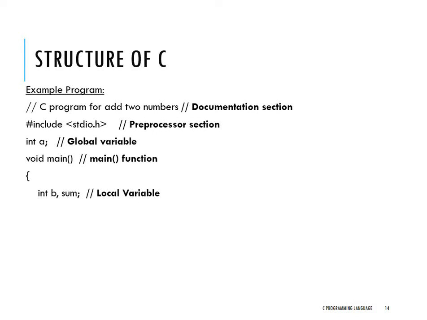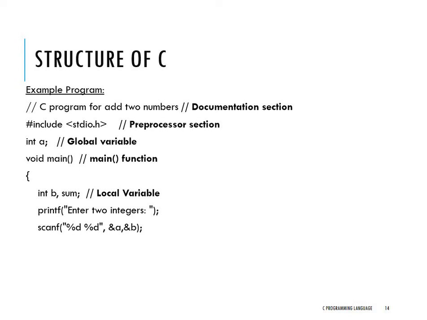I have declared two more variables inside the main function, B and sum. These variables we call local variables. And then I am getting the input from the user, so I have used the output function printf. Inside the printf I have given "enter two integers", so this will be displayed to the user. The user will enter some inputs, and we get them using scanf. Scanf is used to get the input from the user through the keyboard.